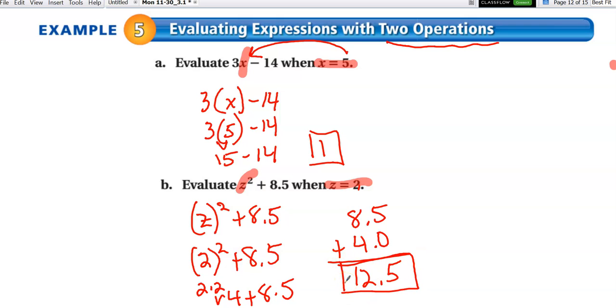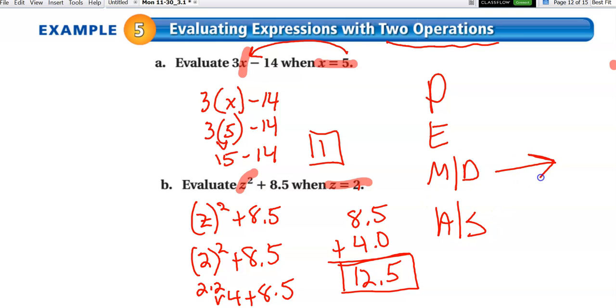Okay, so when you have more than one operation, remember you have parentheses, exponents, multiplication and division, addition and subtraction. And remember, you go left to right when you're choosing between multiplication and division, or if you're choosing between addition and subtraction. But addition and subtraction are always the last operation.